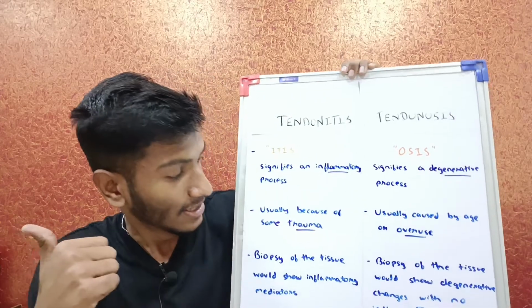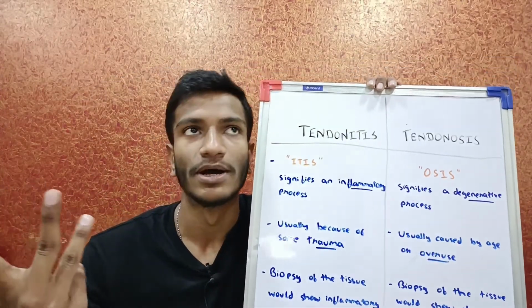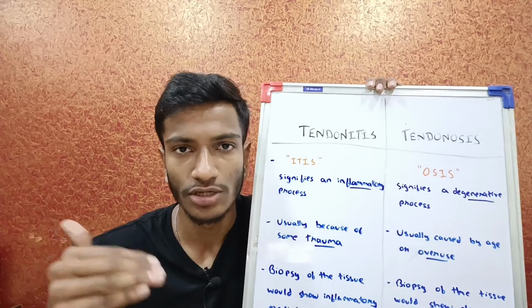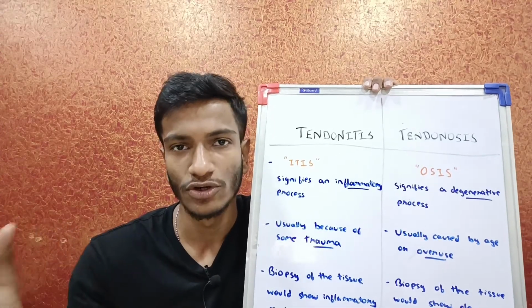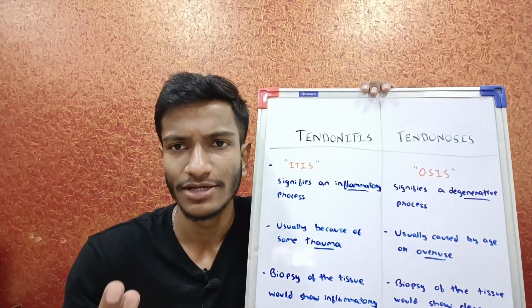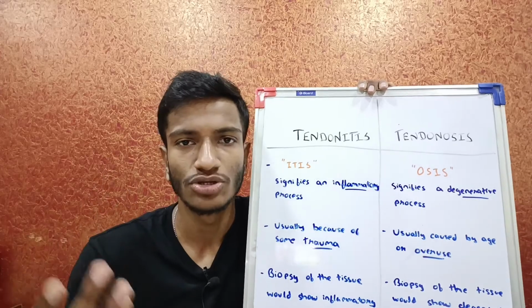Second, tendinitis is usually because of trauma. The trauma can be an acute sudden trauma or repeated micro traumas. Whereas in tendinosis, it is usually because of overuse.